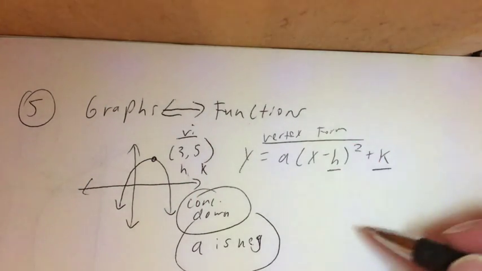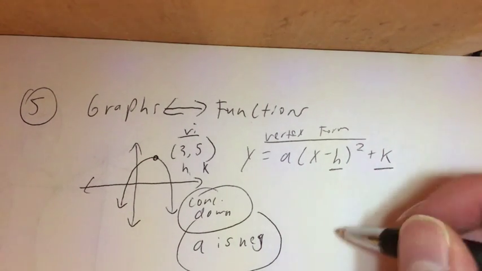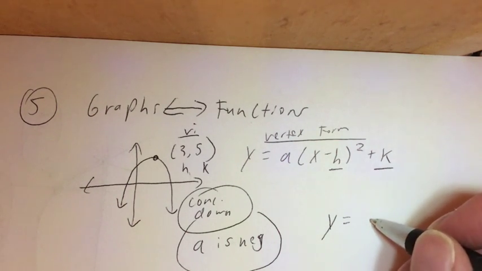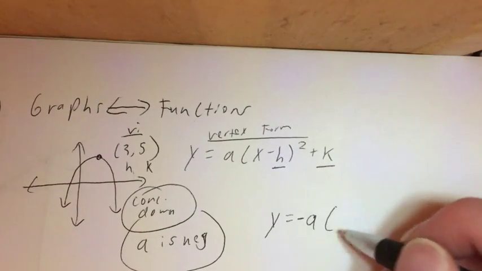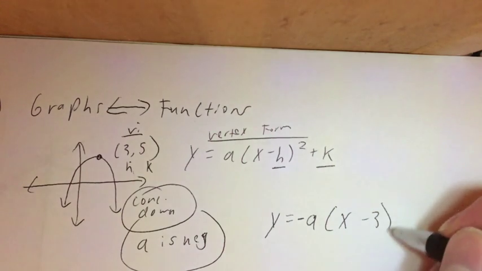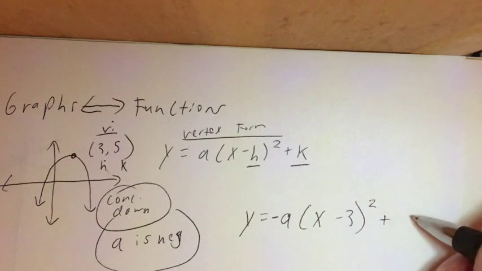So all we're going to really do is plug this stuff in, okay? Y equals, I'm going to write this right over here. Again, we don't know much about our a, so we can just put a negative a if we want to, so we know, hey, it's going to be a negative, all right? X minus, what was my h? My h was a 3, squared, plus my k, which is just a 5, all right?